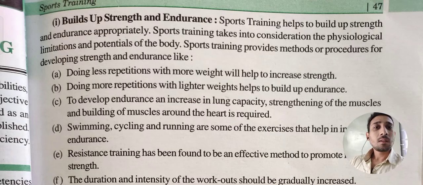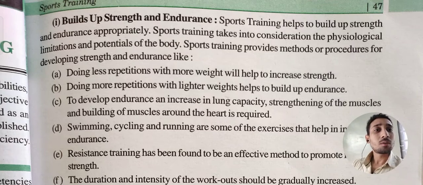The next thing is building up strength and endurance. By using sports training we can build our strength and endurance. Doing fewer repetitions with more weight will help us increase strength. If you want to increase the strength of your body, you do fewer repetitions, only 10 or 12, with increased weight, so your body will adapt and you will gain a lot of strength.